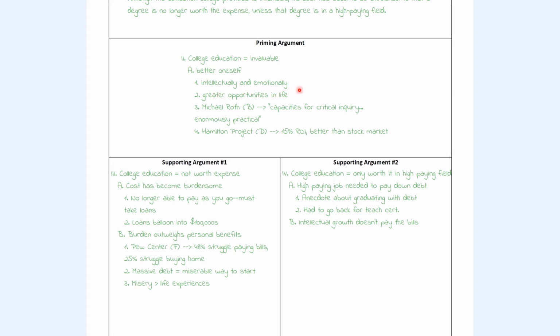It gives you more opportunities in life. And to back up that second part, I'm going to talk about what Michael Roth says in source B about how a liberal arts education particularly helps with your critical thinking skills, which can have practical benefits in whatever career that you pursue. And then I'll cite what source D from the Hamilton Project says, that they've studied. They say that there's about a 15% return on investment for getting a college degree, which is better returns than in the stock market or in real estate or anything like that.